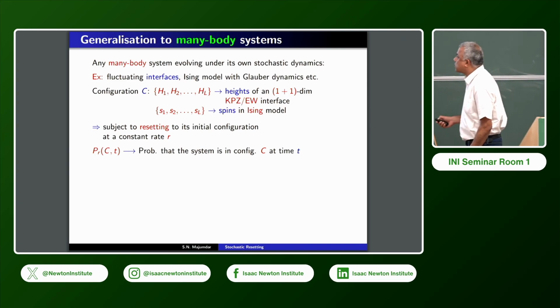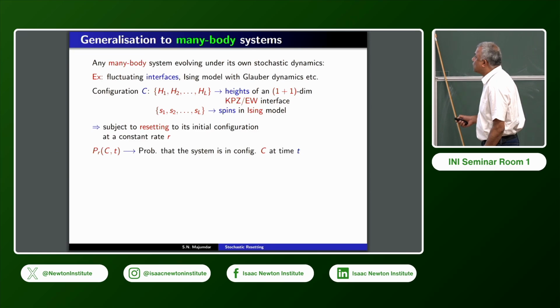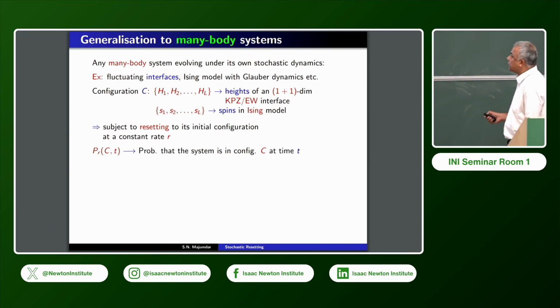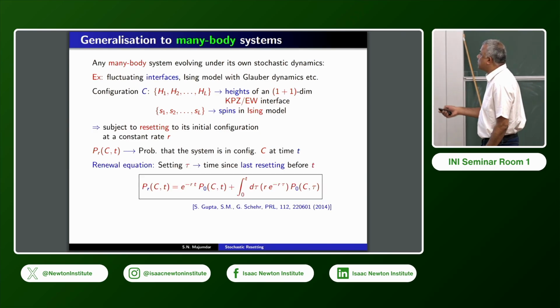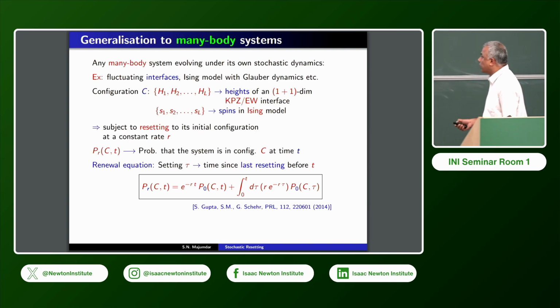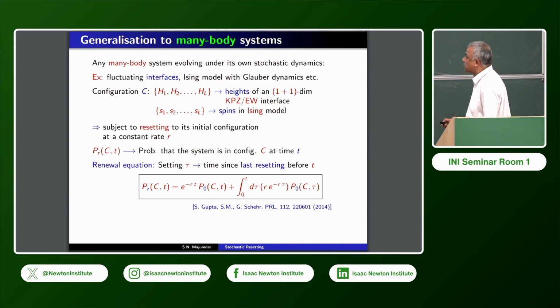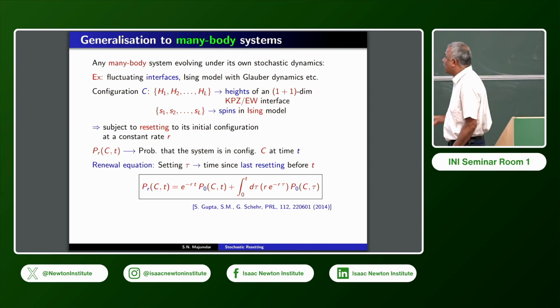Let's say P_r, with subscript r meaning in the presence of resetting. So P_r(C,t) is the probability that the system is in configuration C at time t. And again, I can use the basic renewal approach, which is the following. Again, there is this term here, which corresponds to no resetting, and this is the natural dynamics. For the case of a single particle diffusing, it was just a Gaussian propagator. In general, it will be P_0(C,t), without resetting. This is the case of no resetting up to time t.